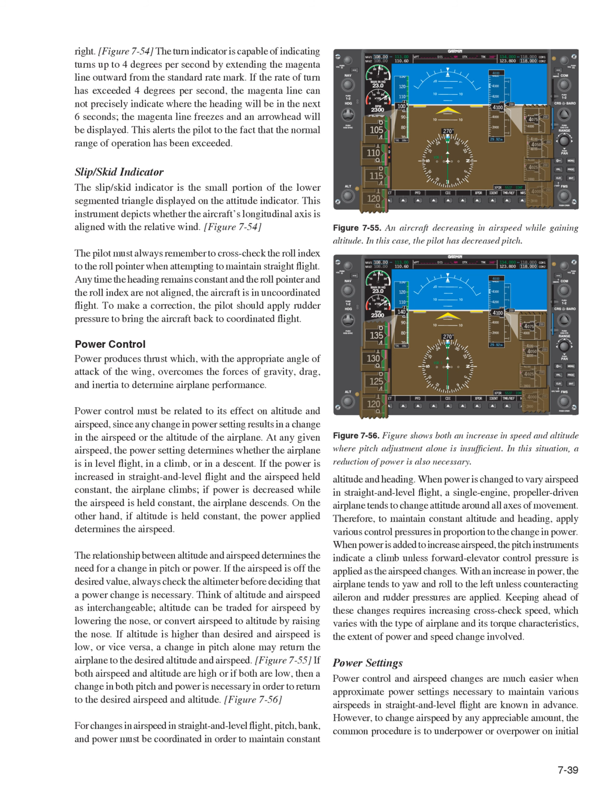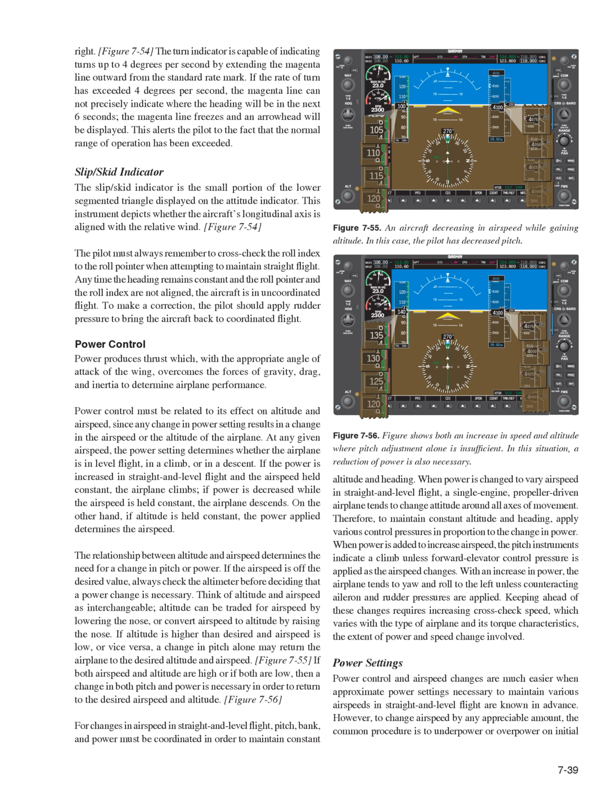Figure 7-54, the pilot must always remember to cross-check the roll index to the roll pointer when attempting to maintain straight flight. Anytime the heading remains constant and the roll pointer and the roll index are not aligned, the aircraft is in uncoordinated flight. To make a correction, the pilot should apply rudder pressure to bring the aircraft back to coordinated flight.